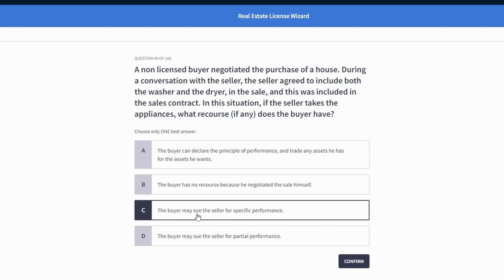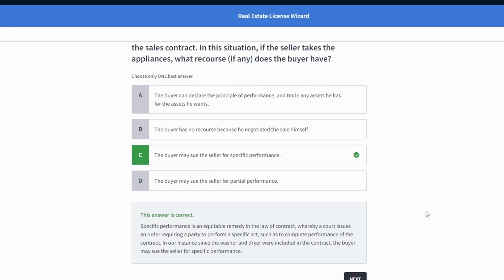Well, correct answer is C. The buyer may sue the seller for specific performance. Specific performance is an equitable remedy in the law of contract, whereby a court issues an order requiring a party to perform a specific act, such as to complete performance of the contract. In our instance, since the washer and dryer were included in the contract, the buyer may sue the seller for specific performance.